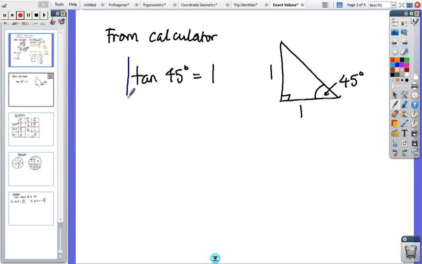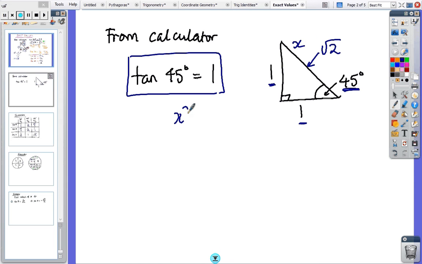On your calculator, just verify that tan 45 equals 1, and when you're ready, come back to the video. Okay, so you've verified that tan 45 equals 1. So there's a triangle with 45 in the corner, and that's the opposite, and that's the adjacent. Tan is opposite over adjacent, so you get 1 over 1. Then using Pythagoras, this is going to be root 2. If you call this x, we'll do it the long way: x squared equals 1 squared plus 1 squared equals 1 plus 1 equals 2, and so x equals root 2.